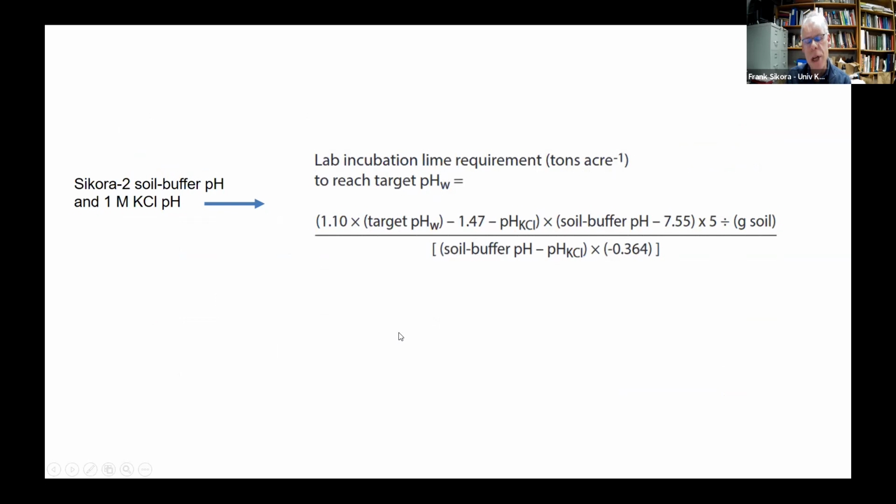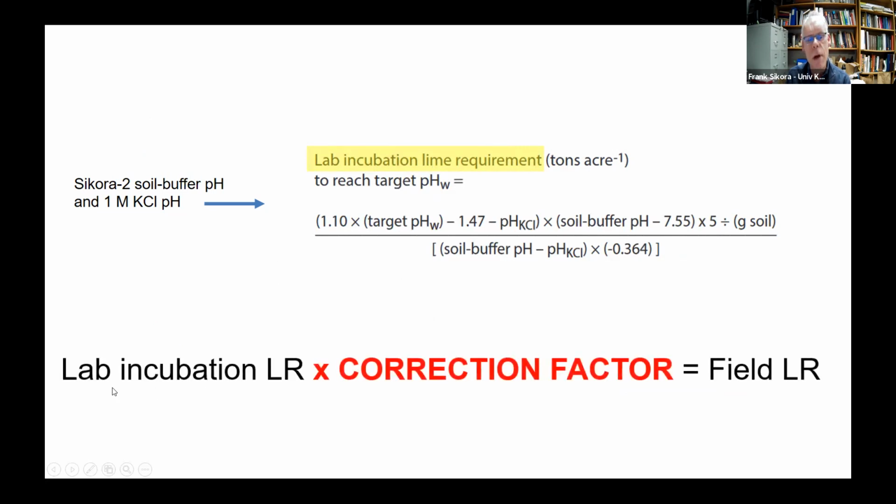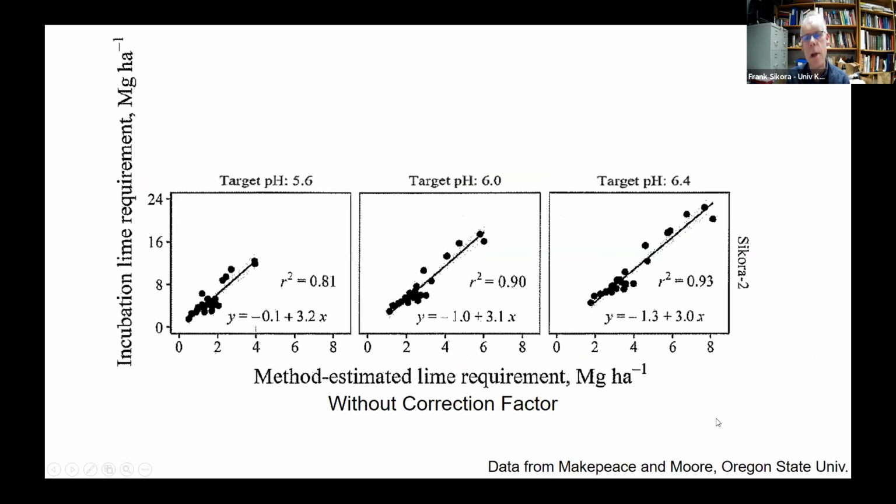But I want to get back to this correction factor. And when I created these equations and put them in our extension publication, I assumed that what we were obtaining was the lime requirement that would be typical from a calcium carbonate lab incubation. So I would say lab incubation lime requirement times the correction factor would equal some field lime requirement. And I thought we needed the correction factor to get from lab incubation to field lime requirement. Well, the data from Carl and Moore out in Oregon State has proven this to be false.